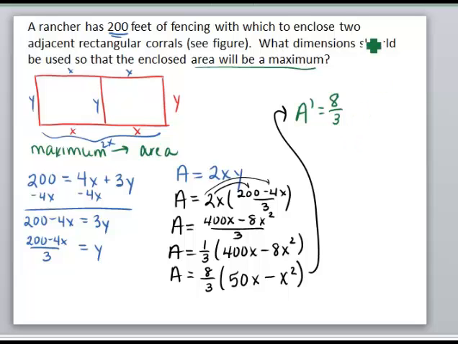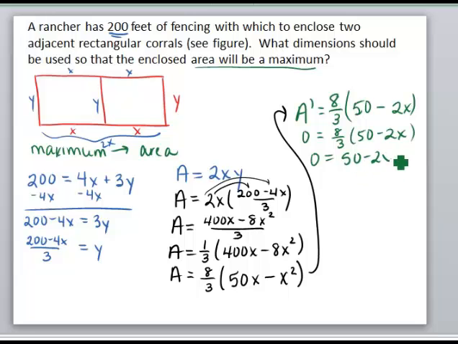So what I'm going to end up getting here when I take the derivative of what's inside is 50 minus 2x. So I'm going to set this equal to 0. And what I can do is get rid of this fraction, because when I divide by 8/3 on both sides, I get 0. Move the 2x over, and I get my x value is 25. So that's basically telling me when x is 25 is the maximum, supposedly.